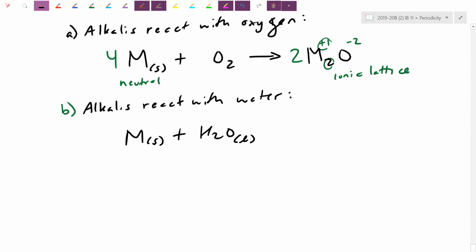Water, we always say water is a liquid. I never say water aqueous. It's not like water dissolved in itself. So water is a pure liquid. It has a constant density. So we have that. It's fair game for them to ask you what the products are in this situation.